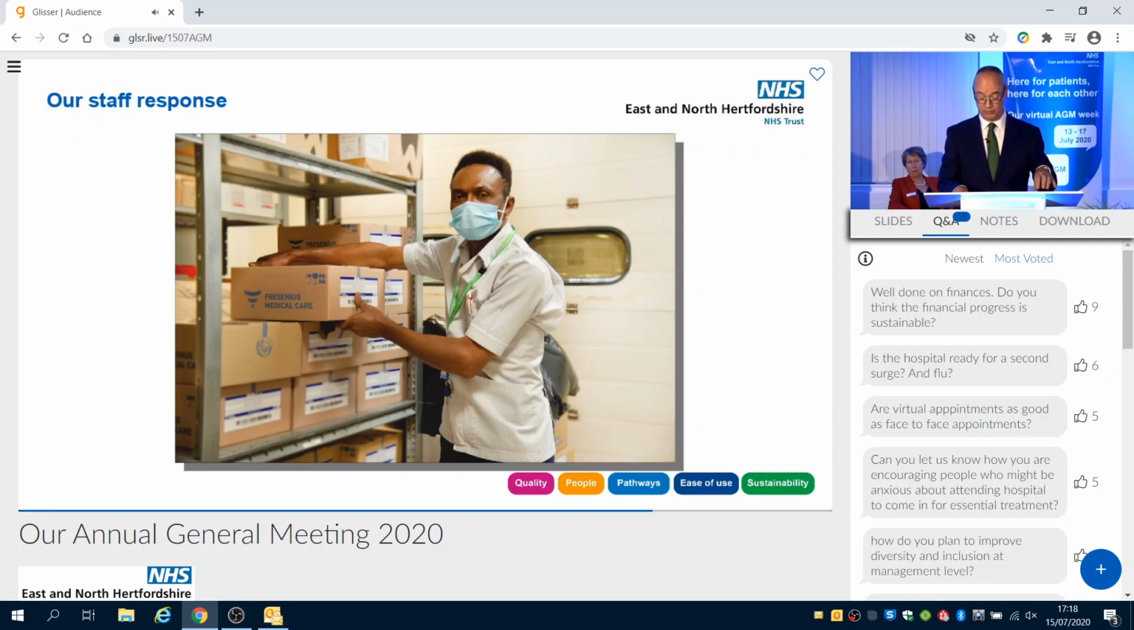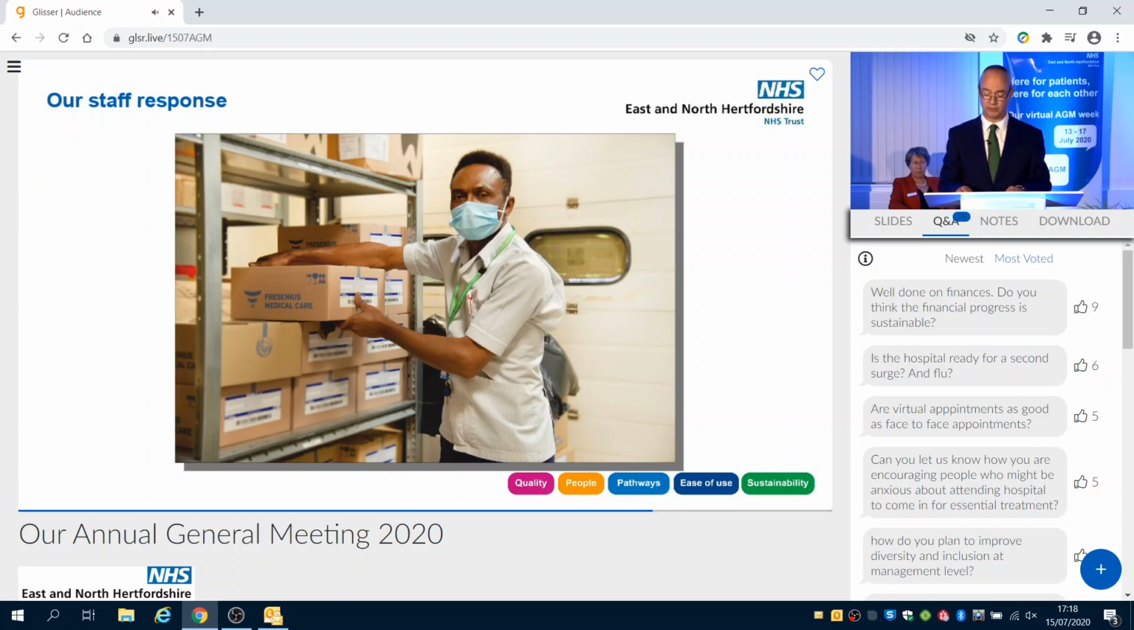It was really important that we delivered on the board's second goal, to ensure that we provided the best possible support to our staff. At peak, over 1,000 of our staff were isolating, sick, or shielding. They were also working under the most immense pressure.